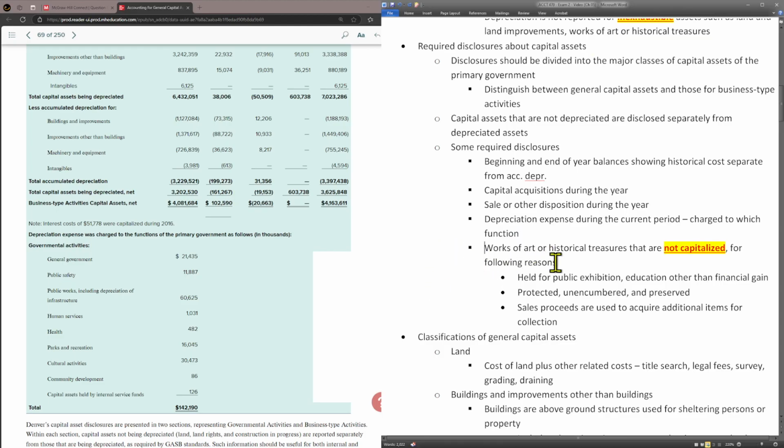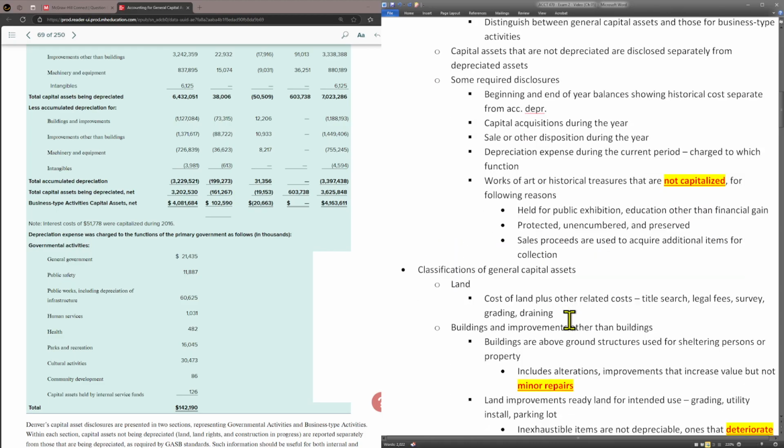Historical works of art are not capitalized for the following reasons. These can be, quote unquote, inexhaustible assets if they're held for public exhibition, education, or some other purpose other than financial gain, and if they're protected, unencumbered, and preserved. Well, why is that second one? What's the idea that they will last a long time? You have to preserve them in order for them to have some reasonable long life.